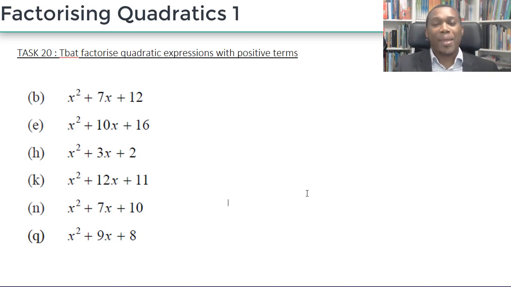Particularly, this is the top end. If you're working towards a grade 5, this is on the top end of what you want to nail. And if you want to go beyond a grade 5, then it's absolutely critical. You should be getting all of these right if you want to be going beyond a grade 5. So let's do these.